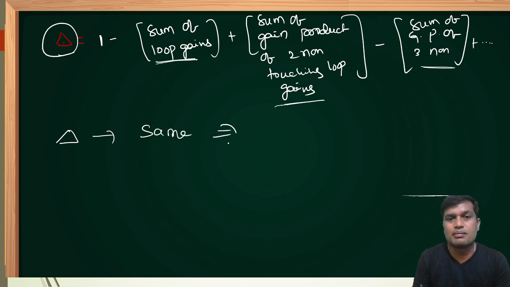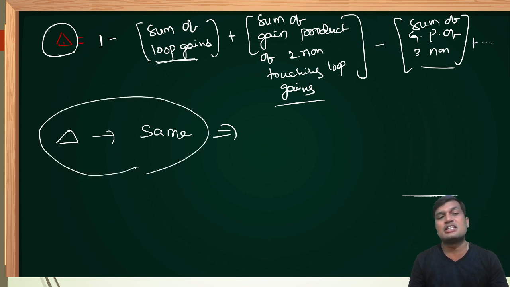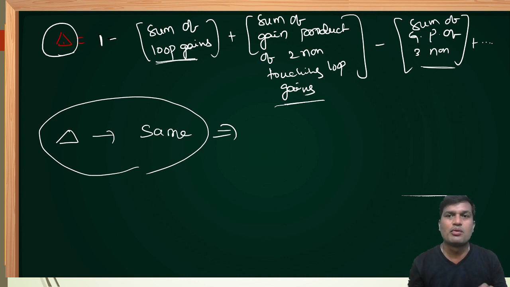For the diagram, even if input and output nodes are changed, I hope everybody understands. Even if input and output nodes are changed in one diagram, the delta remains the same for all the questions. Why? Because the delta depends on loop gains. That you will understand by solving more number of questions.